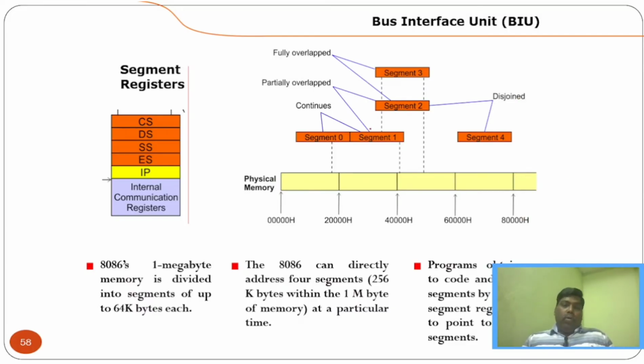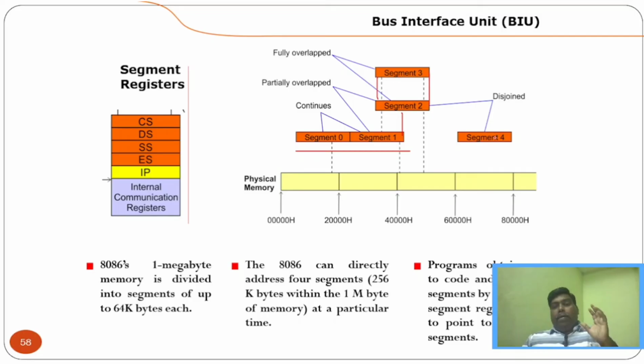To save the code, we have the code segment, and to save the data, we have the data segment, and for stack memory, we have the stack segment, and for storing the extra data, we have the extra segment, right? And these segments can be continuous like this, or they can be partially overlapped. Like you can see, it is partially overlapped up to here with the other segment, or it will be fully overlapped like this, or it will be disjoint, right?